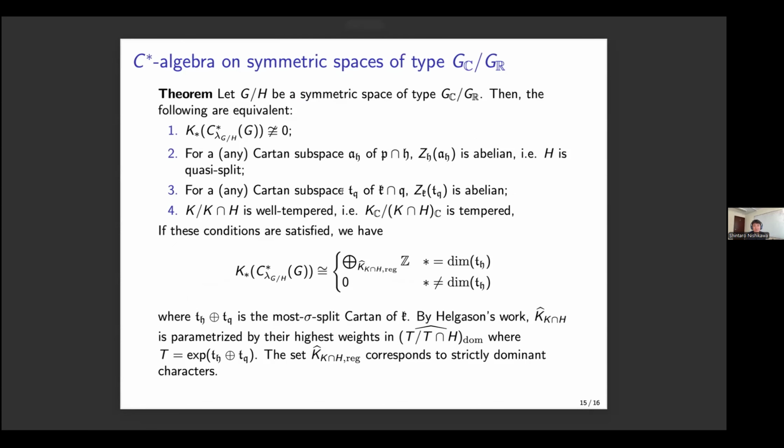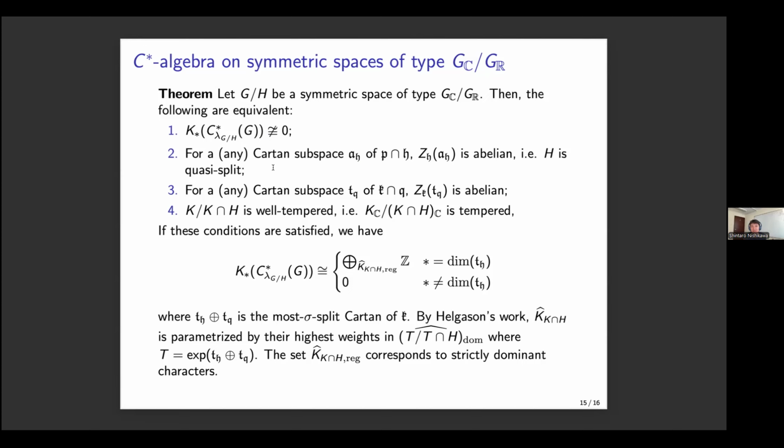So here's the theorem. If you have a G mod H, a symmetric space of type GC mod GR, of the form complex mod real, then it can happen that K-theory is 0. Not in the Riemannian case, but there are many, many cases where K-theory is 0. And K-theory is non-zero if and only if the following equivalent conditions hold.